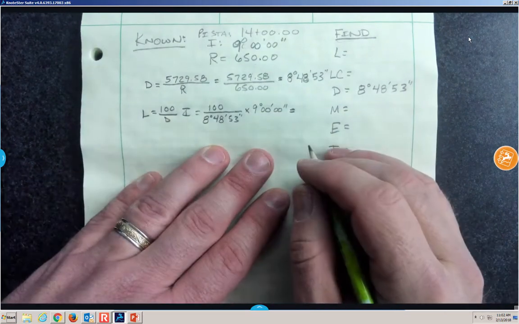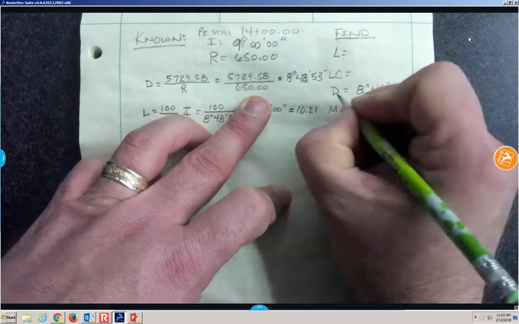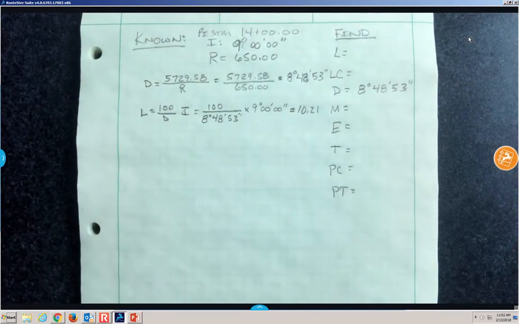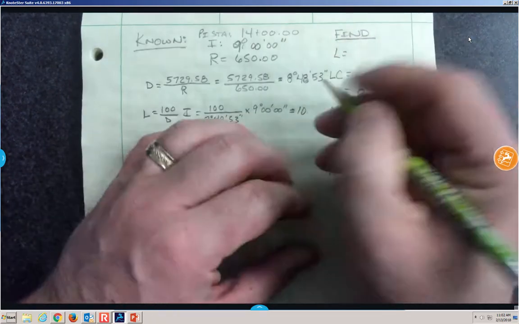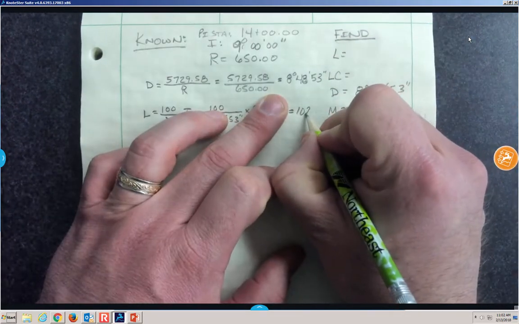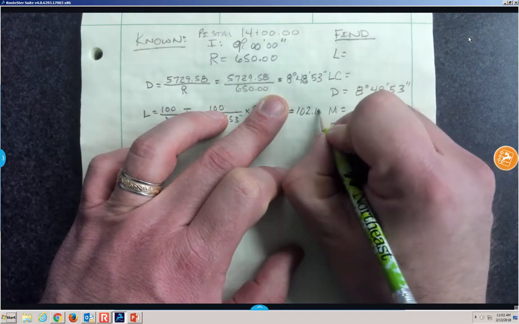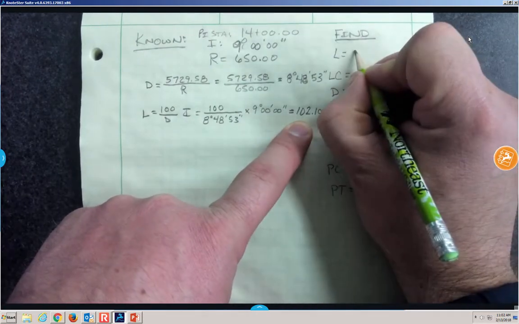Shoot again. 10.21. That's a really small L. This is a short curve. I got one or two. Okay, so it's 102? 102.10. Okay, so L is 102.10.